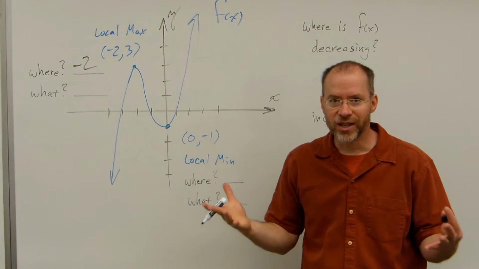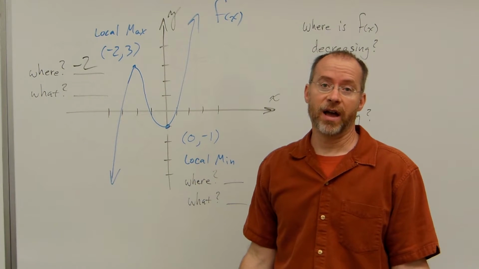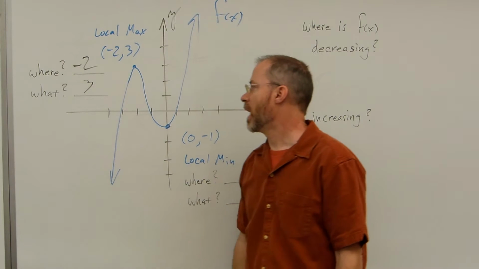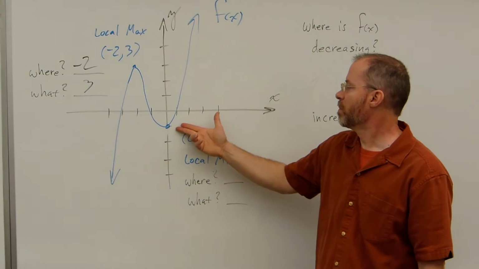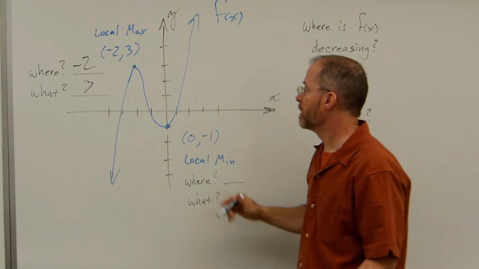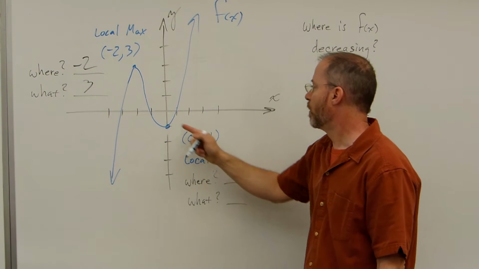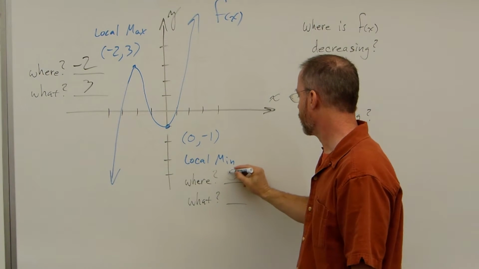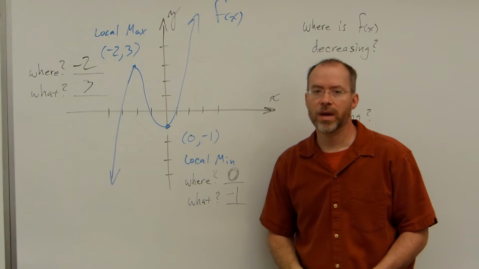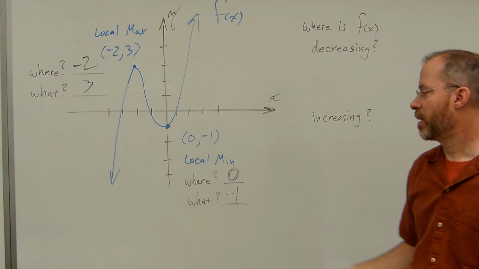So where means x. If they say what is the maximum value, what's the local maximum value at that point, then they're asking about y's. Here's a local minimum, but where does it occur? Not at -1, even though you go from 3 down to -1 in height, it's happening when x is 0. It happens at 0, and what is the value? -1. You get a local min of -1 when x equals 0 at that place.